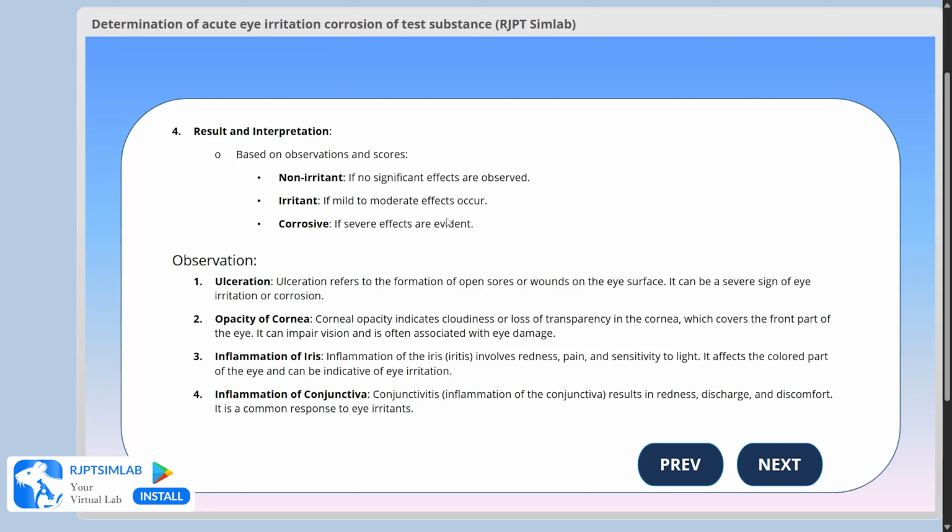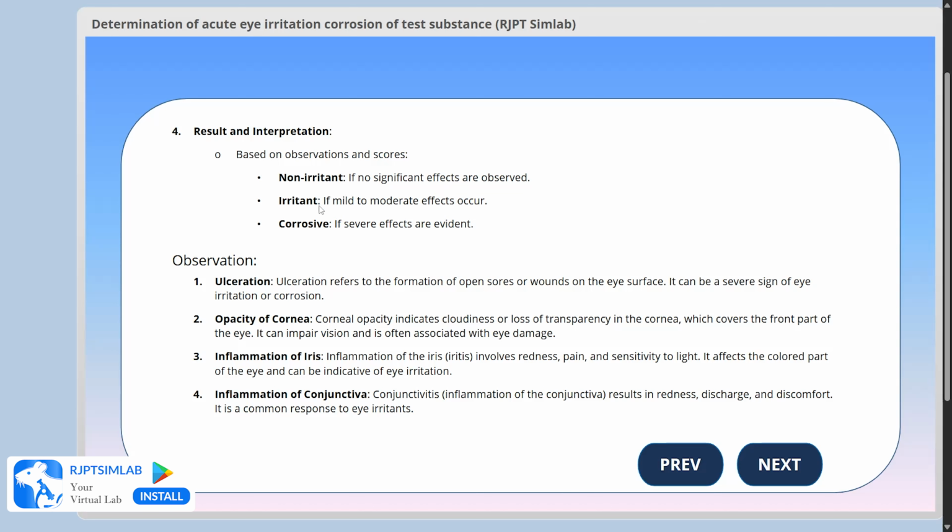Now let us move on to the fourth part, the result and interpretation. Based on the observations and scores, we have to categorize into three parts: non-irritant, irritant, and corrosive. The non-irritant is the category where, if no significant effects are observed after the drug administration, then the administered test drug is non-irritant.